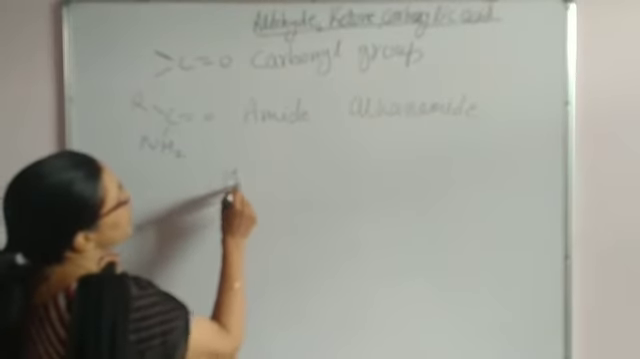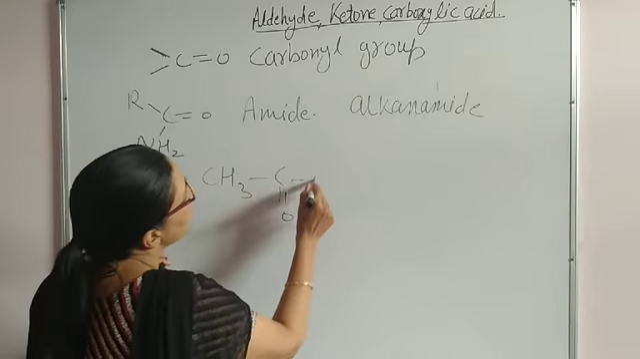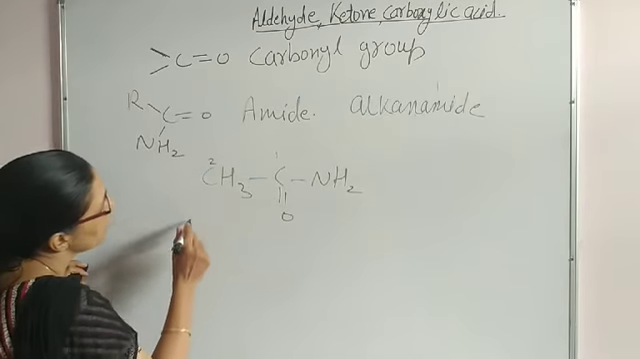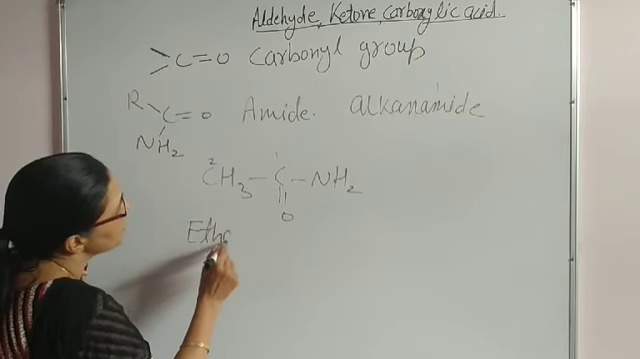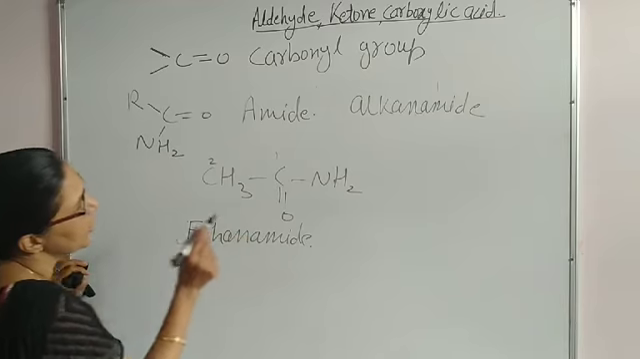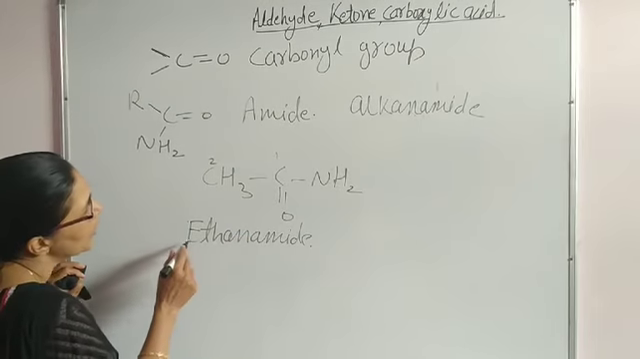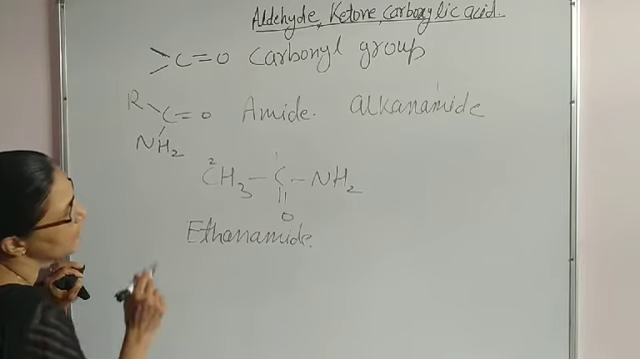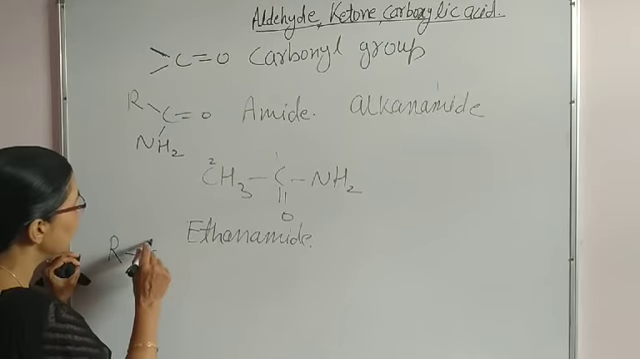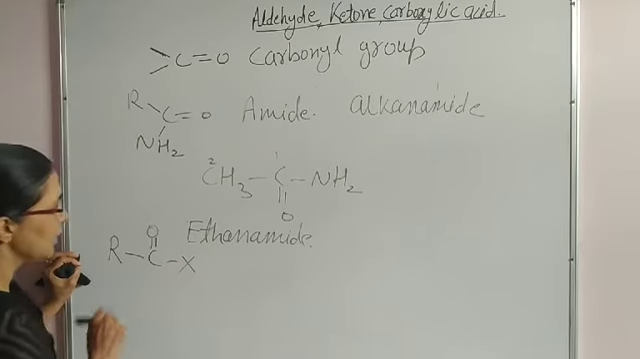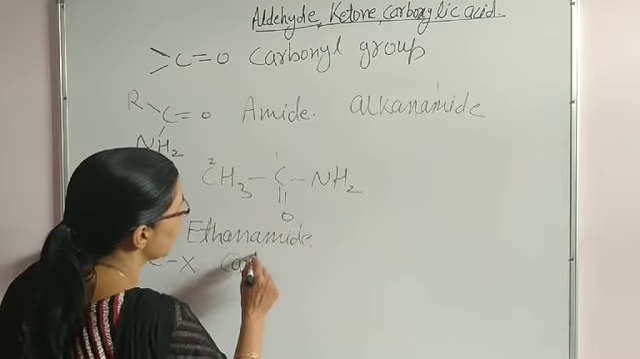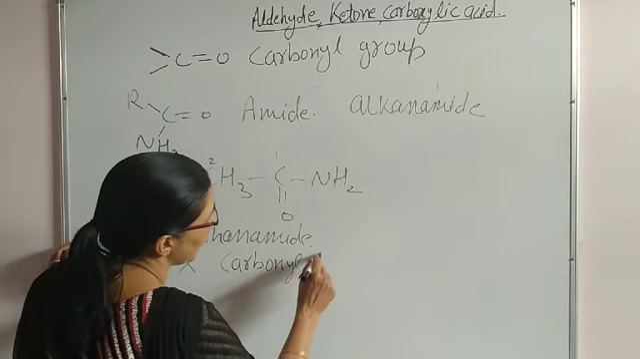Suppose we take the example CH3 C double bond O NH2. You can say that it is 1, 2, total 2 carbon atoms. It is known as ethanamide. Point to be noted, A is coming in the amide, so the last E of ethane will be omitted. In the same way, suppose R C double bond O and a halogen is here. Then these are known as carbonyl halide.